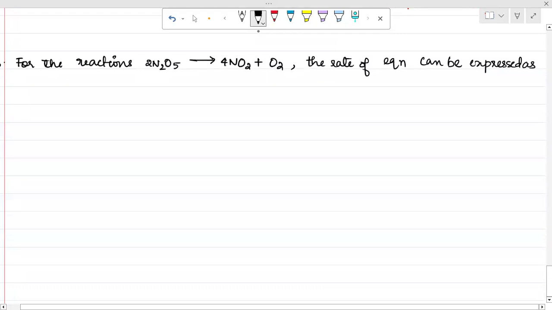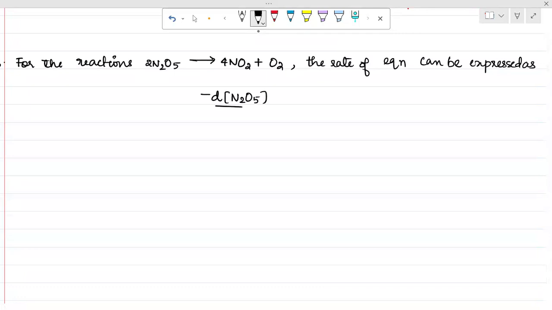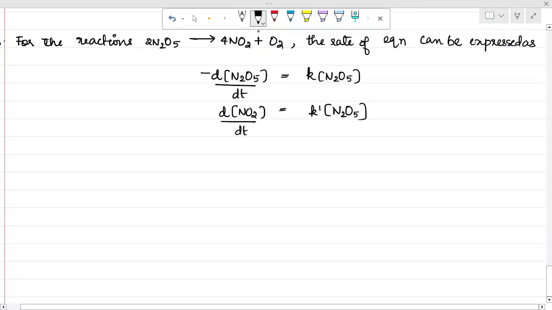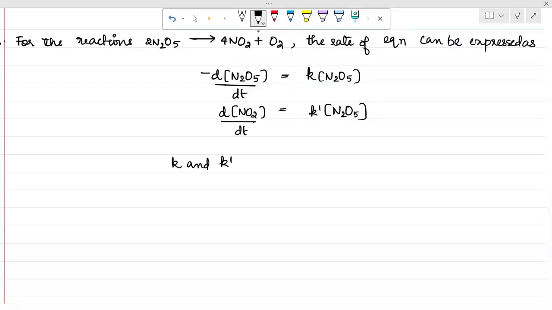so they have given in the question that minus dN2O5 by dt is equal to K times N2O5. And they have given that dNO2 by dt is equal to K prime N2O5. So this is what they have given. And the question is, K and K prime are related by. Try it on your own.